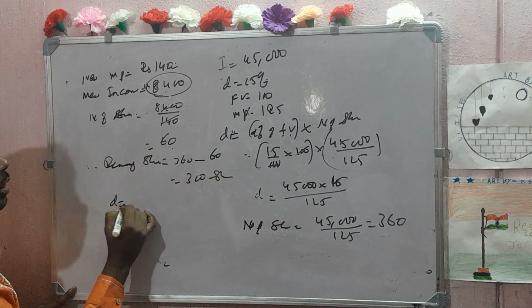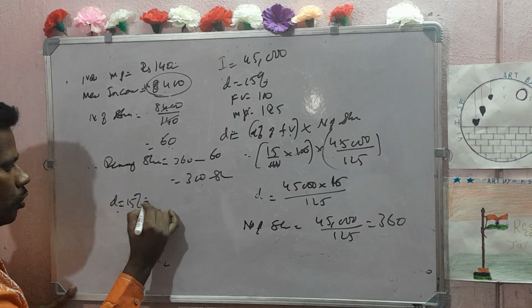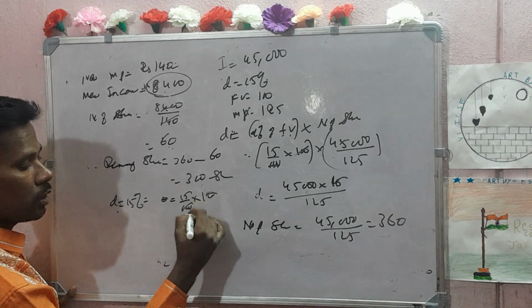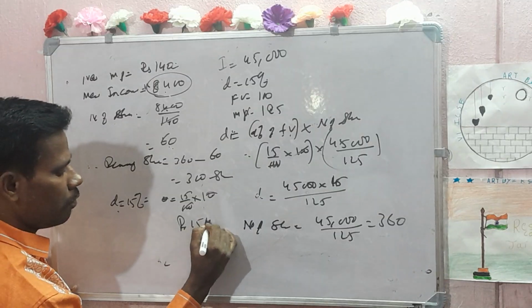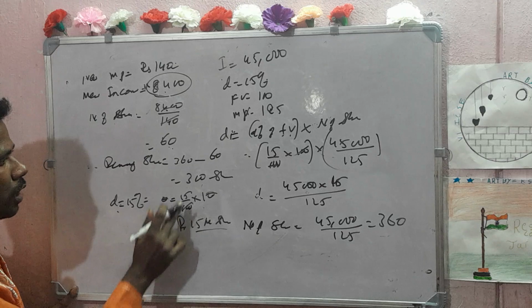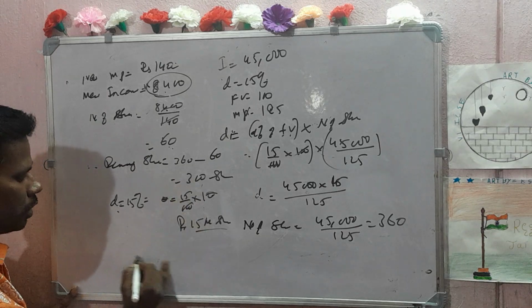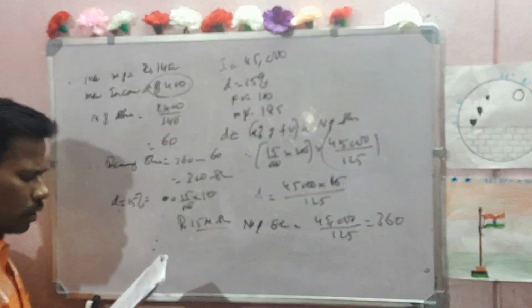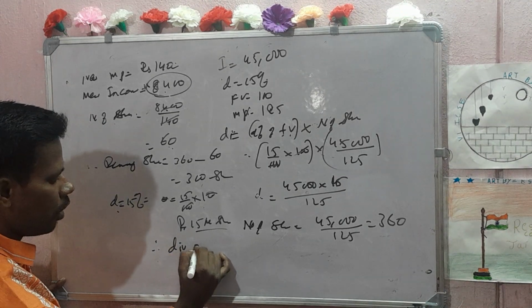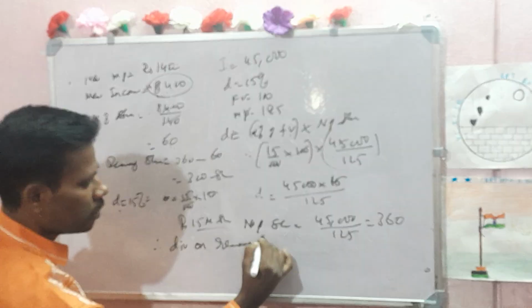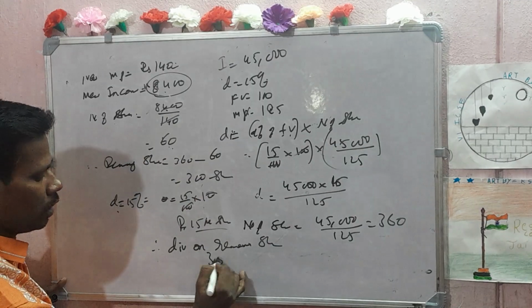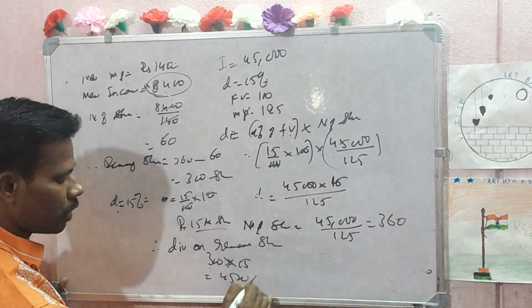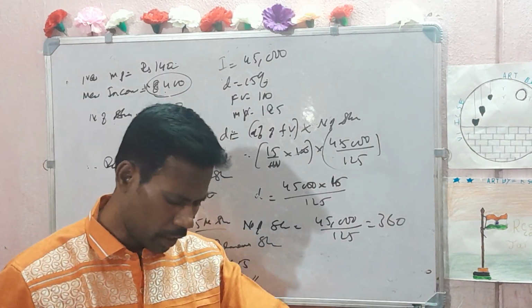So the dividend is 15%. What is the meaning of this? Just go for basics. Dividend is equal to 15 by 100 into 100. This is per share. Rupees 15 per share. Now how many shares do we have? 300 shares. What is he asking? The dividend due to him on these remaining shares. Remaining shares are 300. Per share, the dividend is 15. So 15 times 3 is 45. So the total dividend is 4,500.